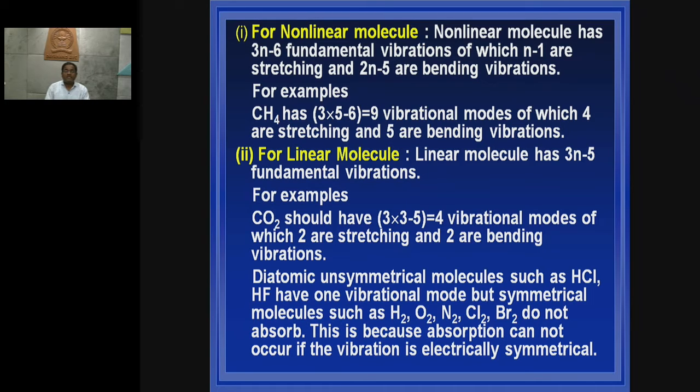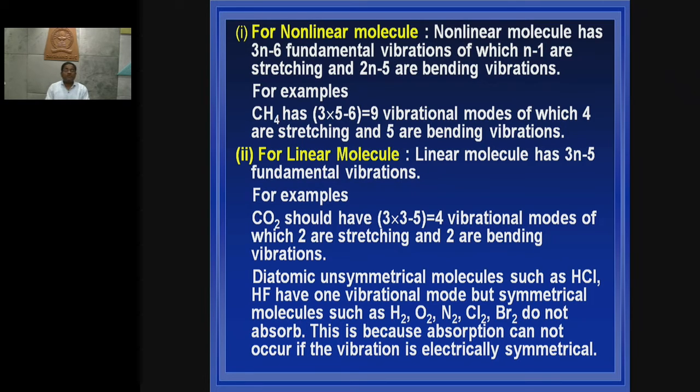So how do we get these stretching and bending vibrations? You have the formula n minus 1. So n minus 1 is 5 minus 1, which is 4 stretching vibrations. And for 2n minus 5, you also put the value 5 here, so 5 are bending vibrations for the non-linear molecule, that is CH4.